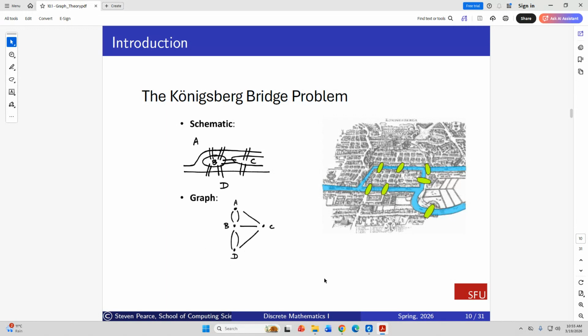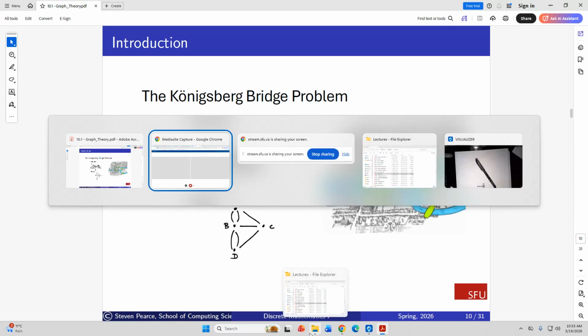Now this is what a graph looks like for this particular problem.